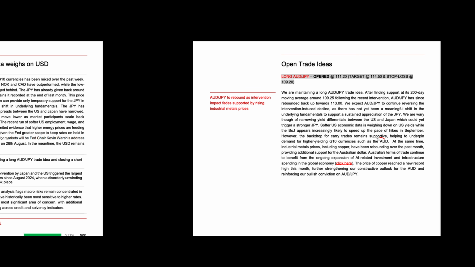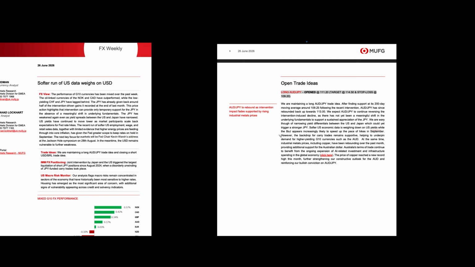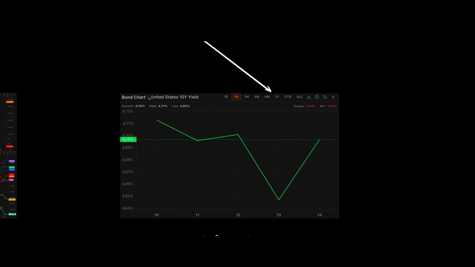They also talk about the Australian dollar, okay, the higher yielding G10 currencies, we know it, okay, especially for the Australian dollar. And they also talk about the US economic data, okay? And the US yield. You remember the US yield, especially the 10-year? This is what we talk about just here with this bond market trading tool.